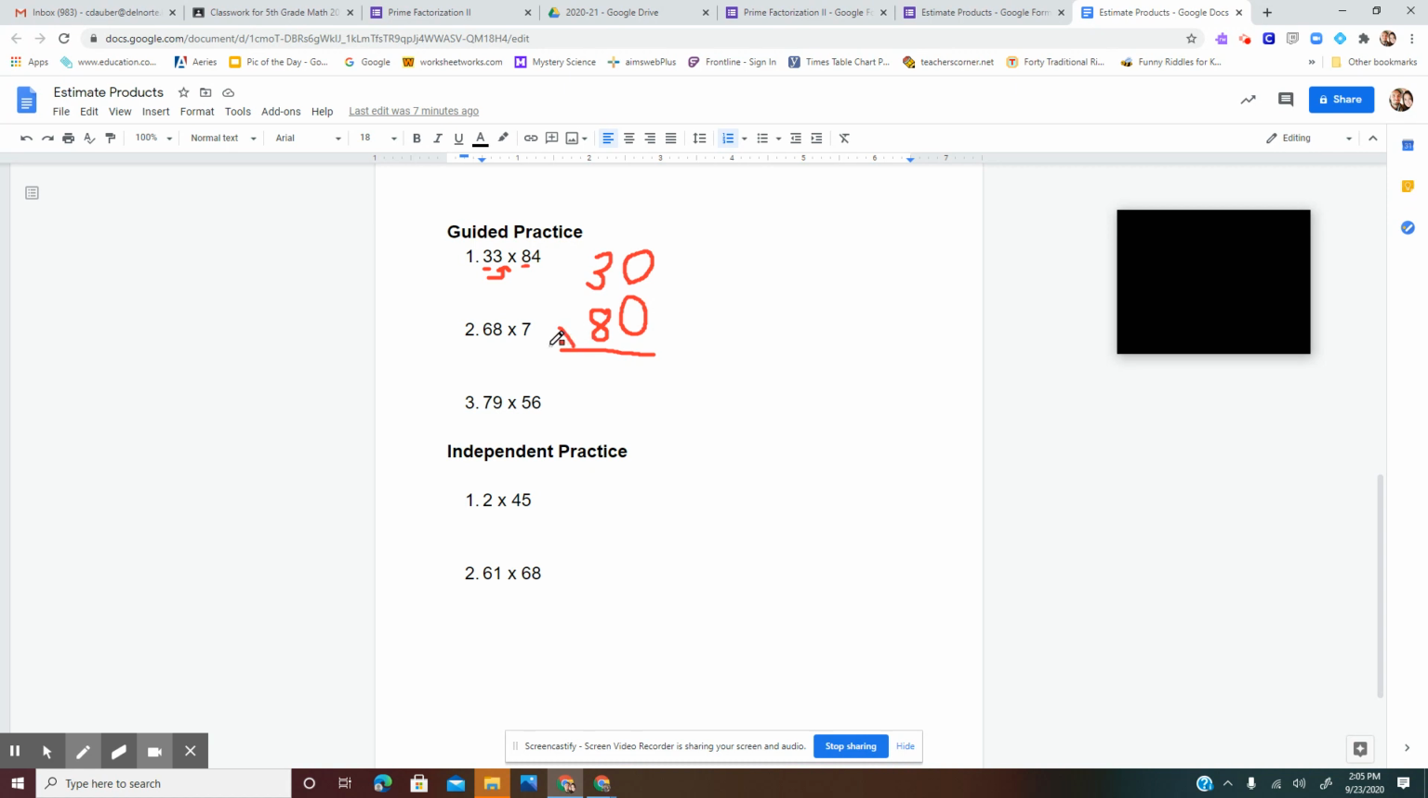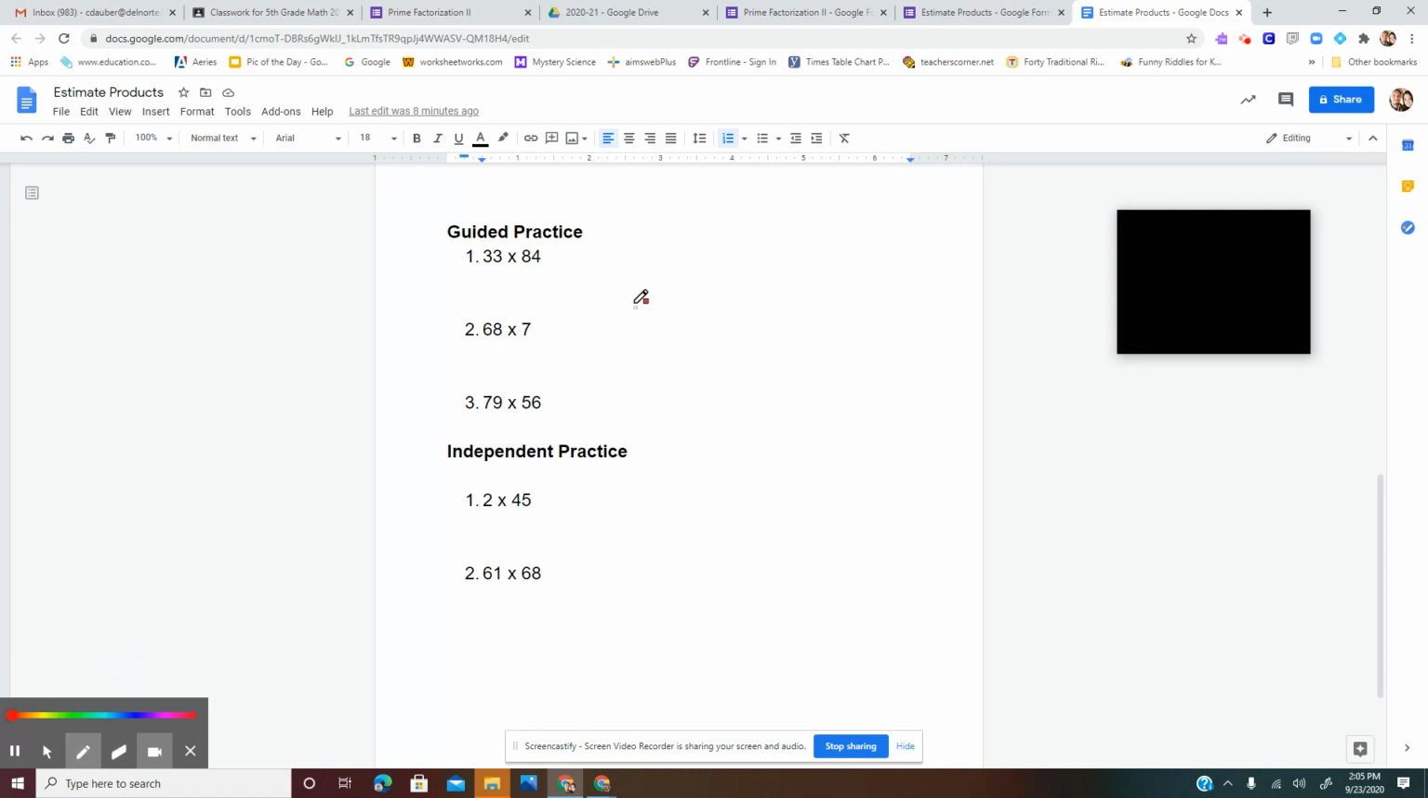Now we multiply. We multiply 3 times 8 and get 24. And there's 1, 2 zeros in both factors, so we put 2 zeros in the product, and the answer is 2,400. So that means 33 times 84 is about 2,400.